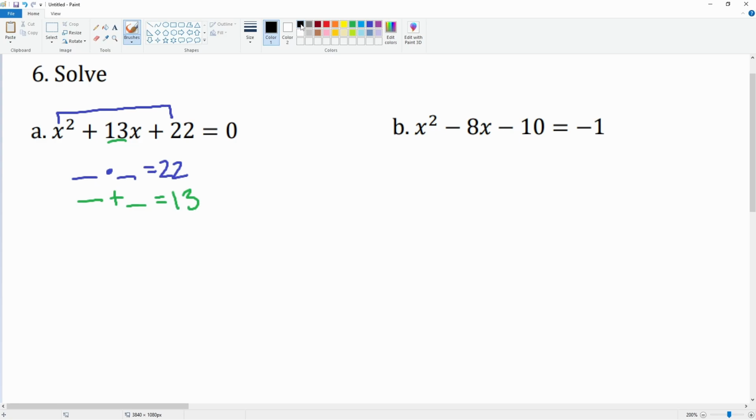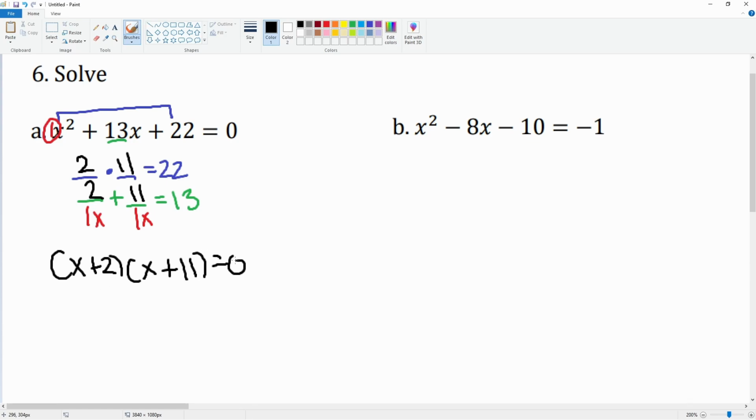Let's go in order. 1 and 22, no. 2 and 11, yes, 2 and 11 does work. Then we want to divide by that 1 here, so it's 1x, 1x. Nothing happens to the factors. In factor form, it is just x plus 2 and x plus 11, and make sure it's set equal to 0.